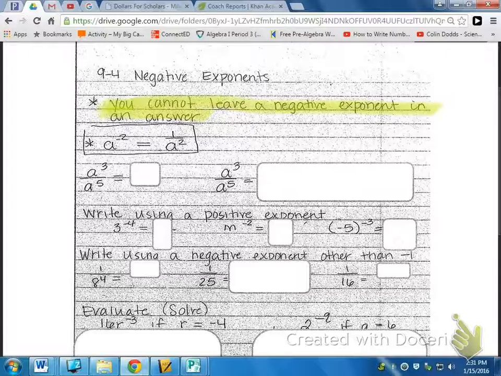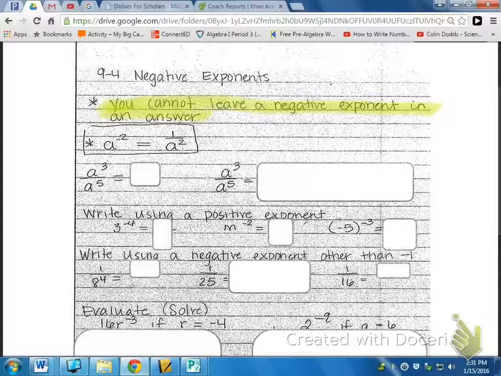The only exception is going to be today. There's going to be a section in your homework that purposely wants you to leave a negative exponent in the answer, and that's just to make sure that you know how to do that and what it means to have a negative exponent. So usually no negative exponents left in the answer, but there will be a small section today that you have to do that.